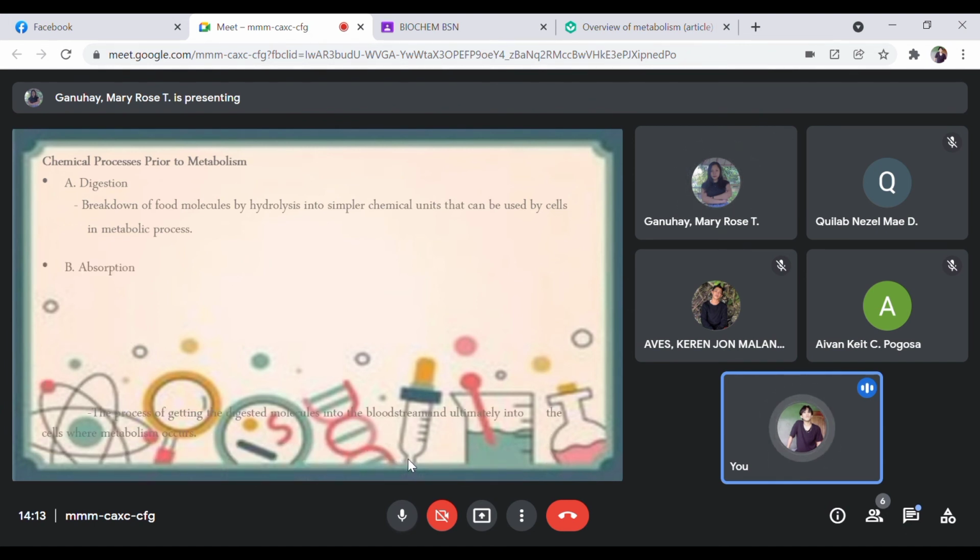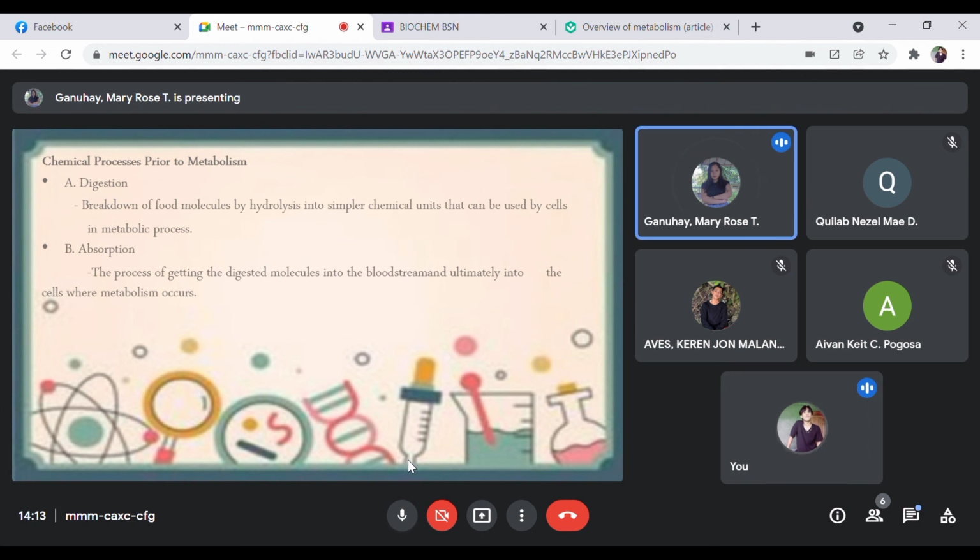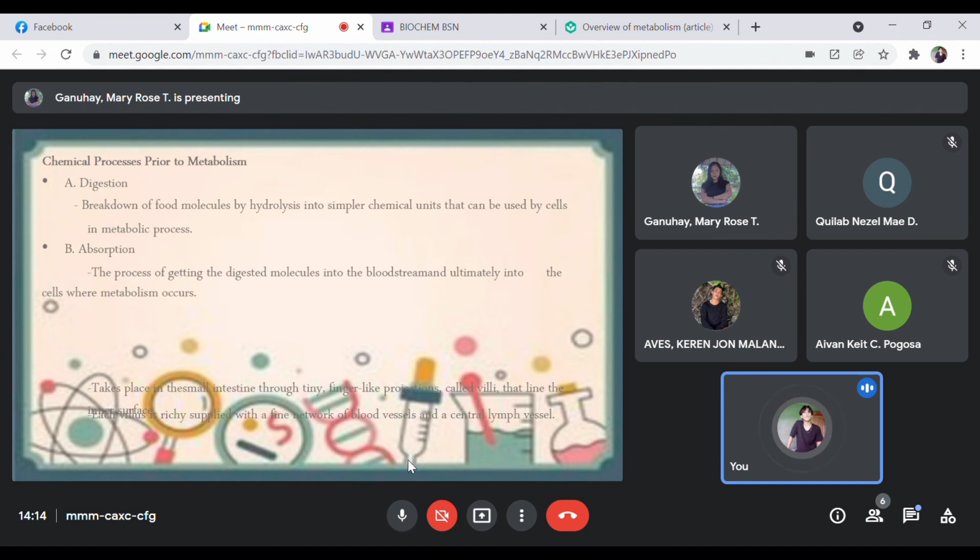So, there are processes prior to metabolism. First, digestion: the breakdown of food molecules by hydrolysis into simpler chemical units that can be used by cells in metabolic processes. The second is absorption: the process of getting the digested molecules into the bloodstream and ultimately into the cells where metabolism occurs. It takes place in the small intestine through tiny finger-like projections called villi.